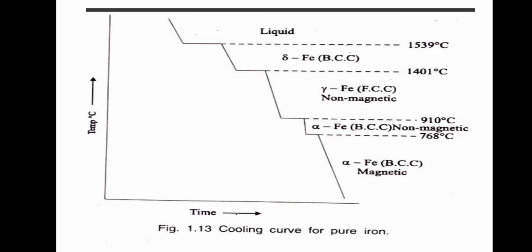When it is cooled beyond 910 degrees Celsius, it becomes alpha iron. Alpha iron has a BCC crystal structure. When it is cooled beyond 768 degrees Celsius, it becomes magnetic alpha iron. So the non-magnetic properties disappear and magnetic properties appear. It is explained here in this slide.